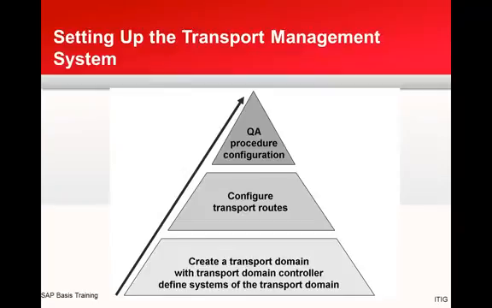Okay, setting up the Transport Management System. Here you can see at the top you have QA procedure configuration. The next step is configure transport routes. Then at the bottom, the core is create a transport domain with the transport domain controller, and define systems of the transport domain. So these are the 3 things.